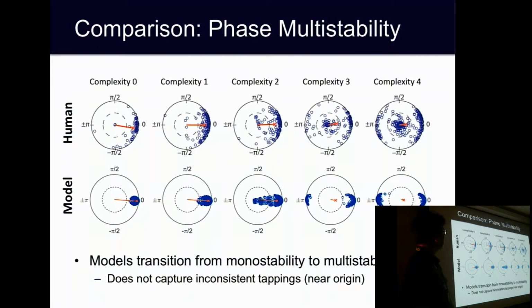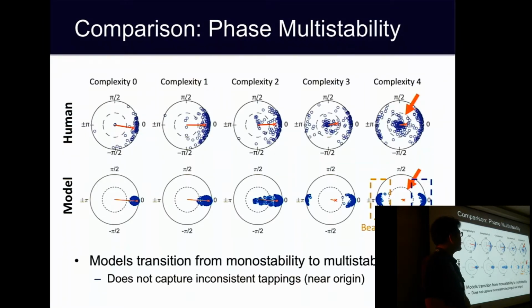So here is the comparison between human data and model response. The model faithfully reflects the transition from monostability, of having just beat 1 response, to bistability, of having both beat 1 and beat 2 responses. But interestingly, the model didn't capture the inconsistent tapping humans showed. So we'll come back to this point.